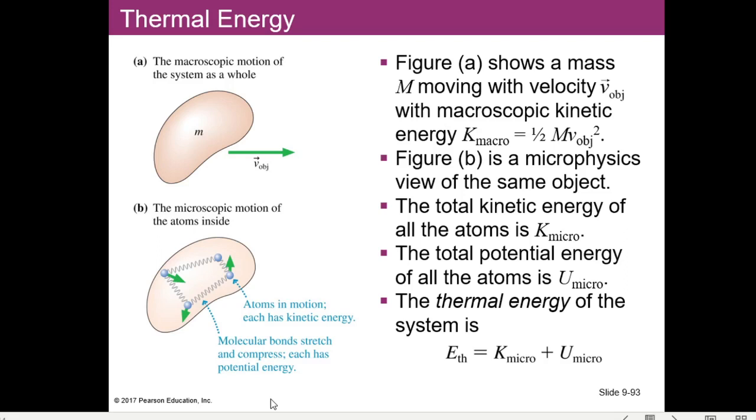All right, let's talk a little bit about thermal energy, dissipative forces, and thermal energy.